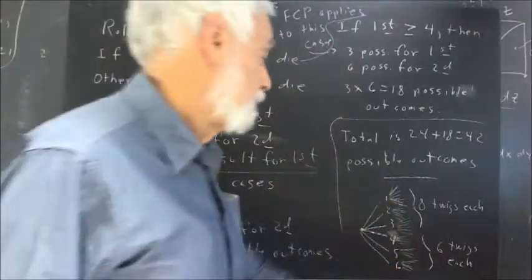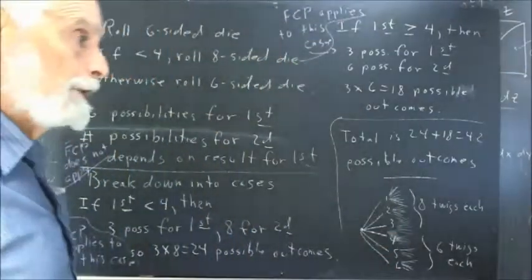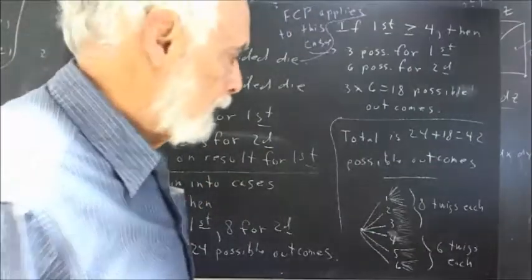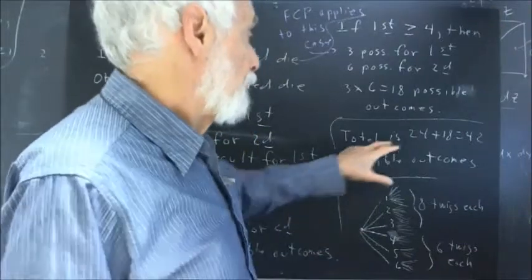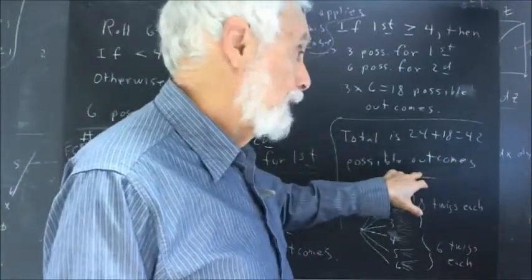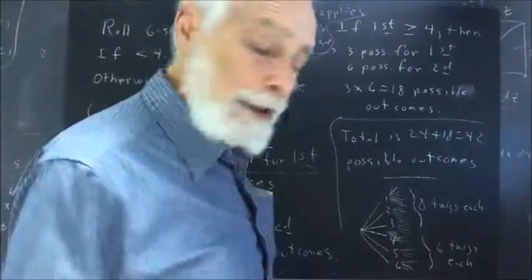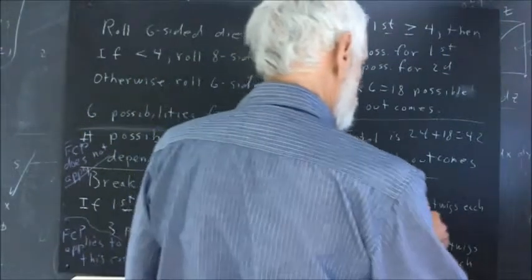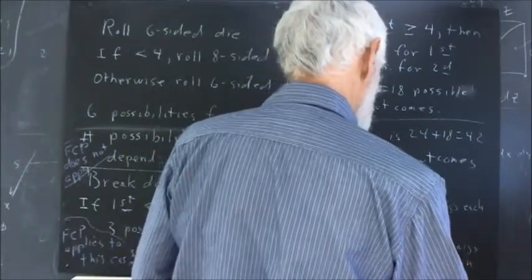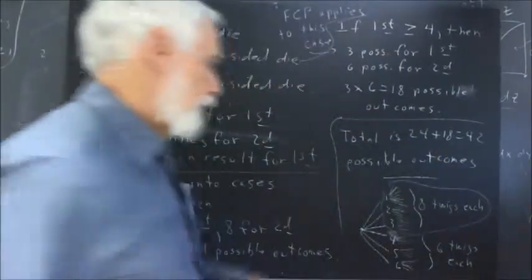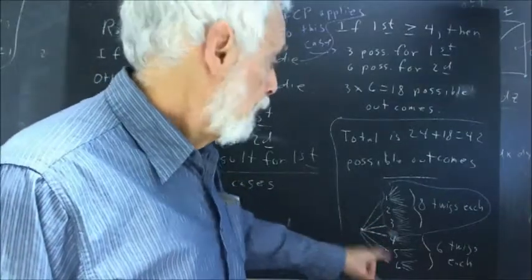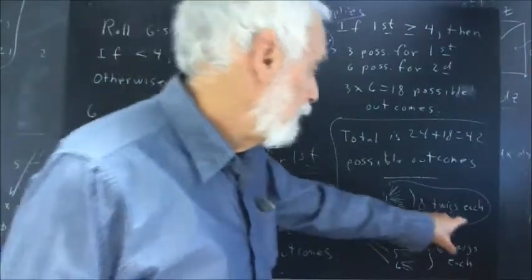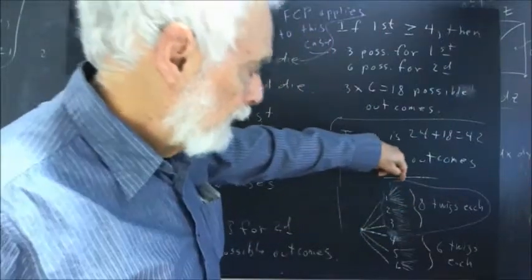The tree diagram for this situation, I didn't have room on the board to write it, and didn't want to go to another board and write it all out. But we see that there are a total of 24 plus 18, 42 possible outcomes, and we can represent that fairly easily by a tree. The first die is going to give us a 1, 2, 3, 4, 5, or 6. If we get a 1 or a 2 or a 3, there are going to be 8 possibilities off of each one of those. Now I haven't labeled them.